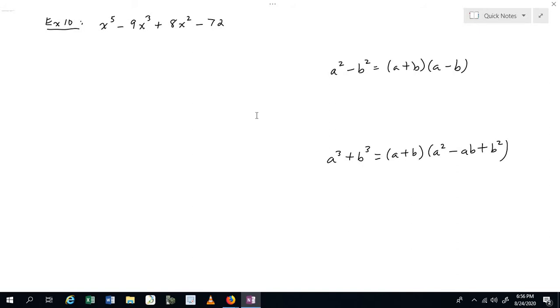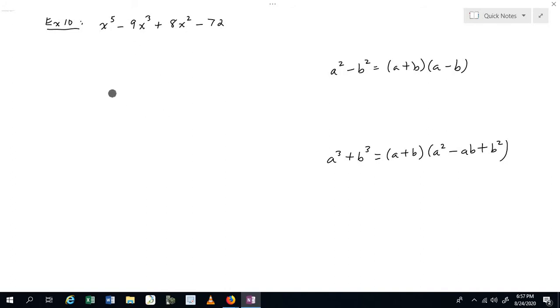Okay, so let's look at this one. So the first thing is to try to factor out the greatest common factor. In this case, the only thing that's in common is 1, so there's nothing to factor. But we do have 4 terms, so that's the next step, right? We have 4 terms, and so we might factor this by grouping.